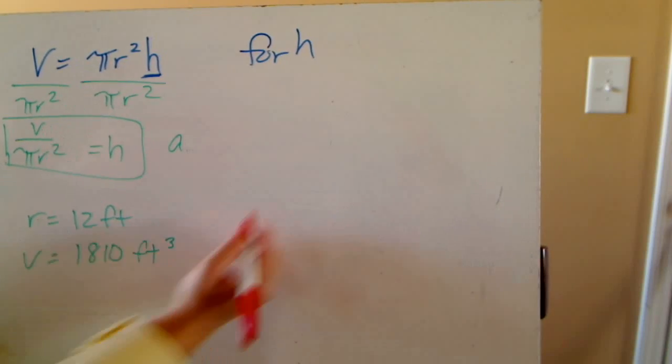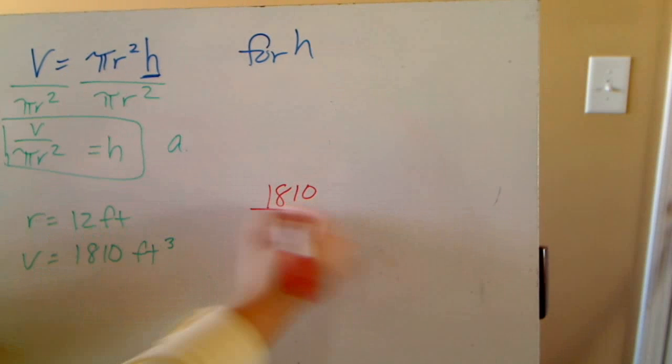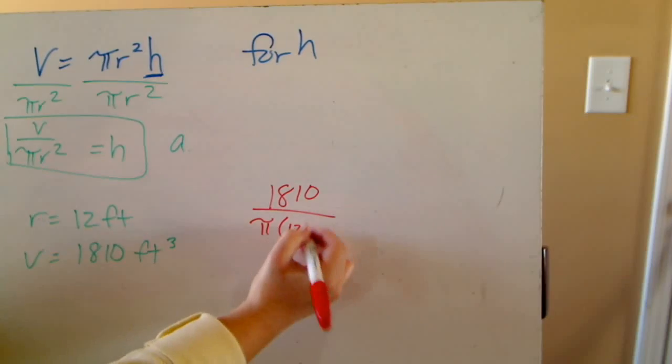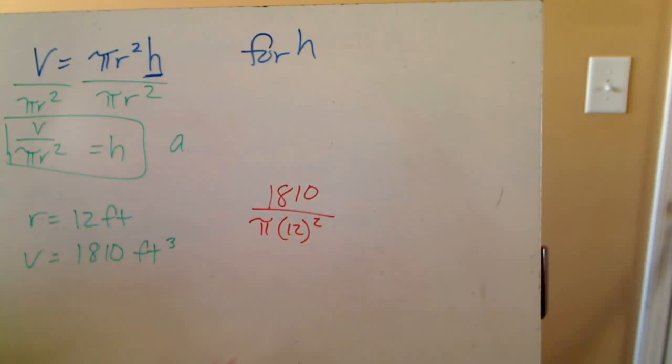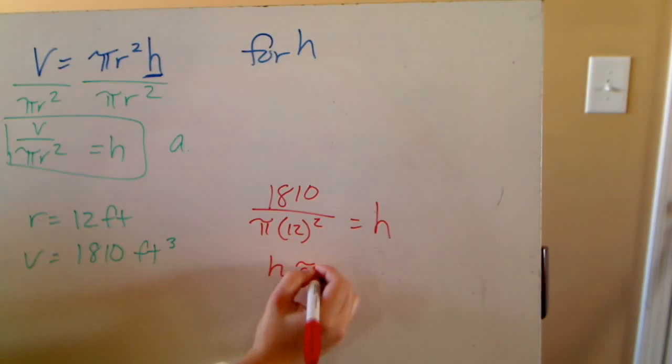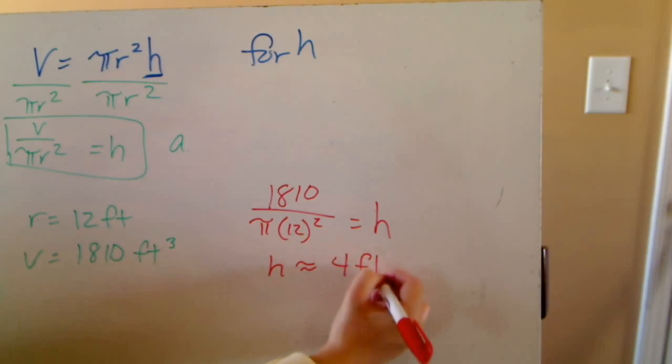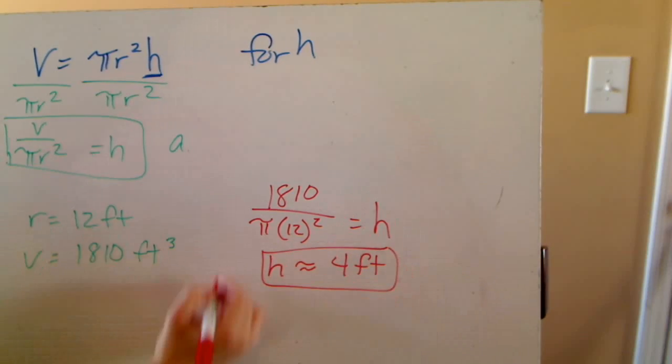So they're going to put 1810 over pi times our radius, which is 12 squared, equals h. And then we just solve from there. Whenever you do your calculations, you should get that the height is approximately, and the squiggly equal sign means approximately, 4 feet. And there was part B.